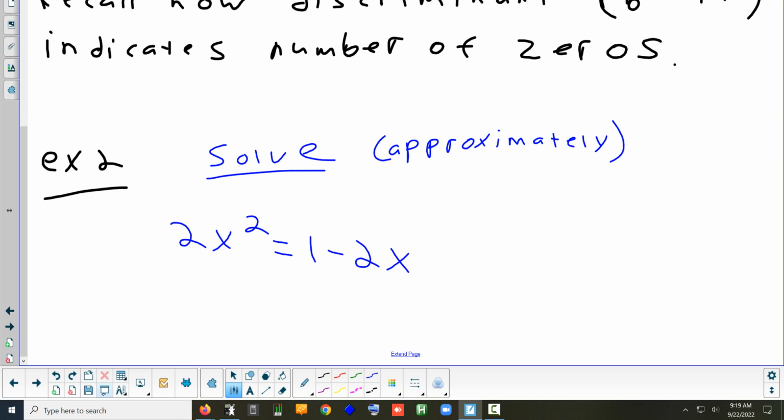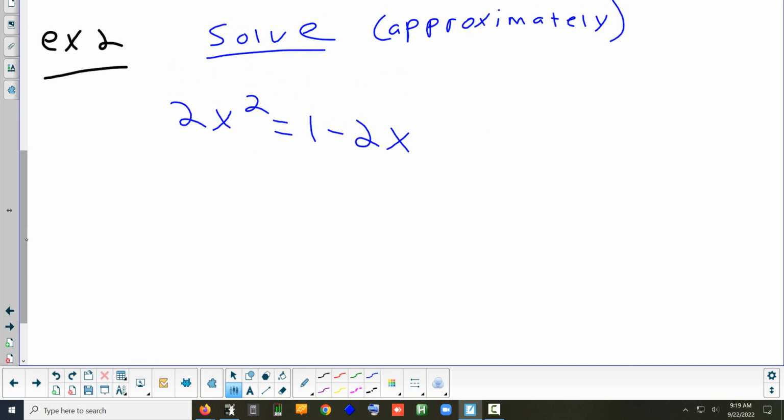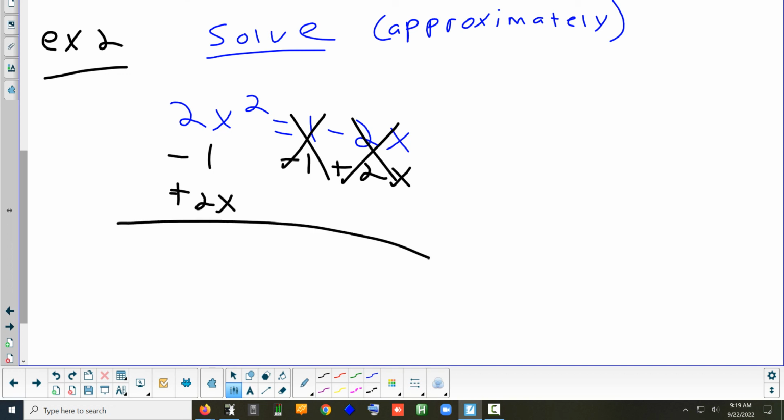Quinn, how can I get this with 0 on one side? Just subtract 1 and add 2x to both sides. Okay, we could move everything to the left, sure. Subtract the 1. Okay, that's gone. And add the 2x. And that's gone. Instead of writing it vertical, let's just write it out horizontal. So we have 2x squared plus 2x minus 1 equals 0.